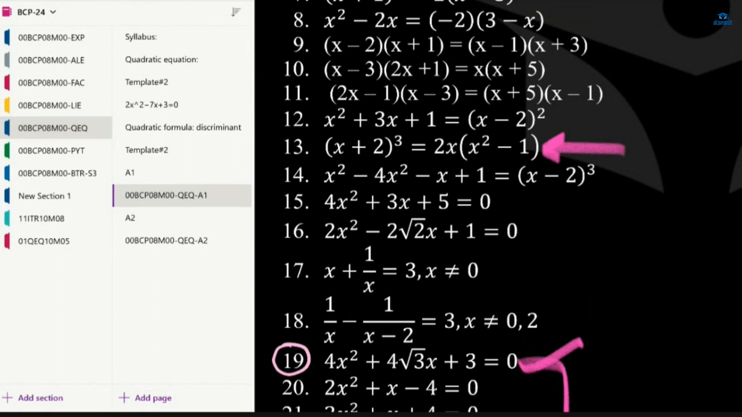Ma'am, for this question, should we open the brackets and then solve it, or is there some other way? Apply the formula for a plus b whole cube. Okay. a plus b whole cube, you know the formula. Yes, ma'am. Then open this bracket also by using distribution rule, and then cancel out the terms that are getting cancelled, and then you will find the quadratic equation.